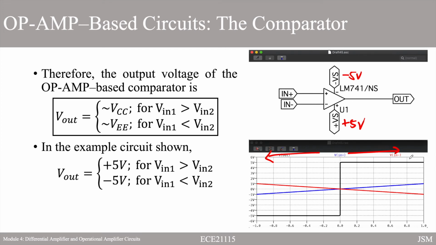Okay, so ganyan lang po nag-ooperate si comparator. Tinitignan niya lang yung voltage level at this terminal and at this terminal. Kung sino yung mas malaki, kung si positive mas malaki, edi positive supply ang ating output. Kung si negative terminal naman mas malaki, edi ang ating sagot ay negative supply voltage. So, yun lang po.